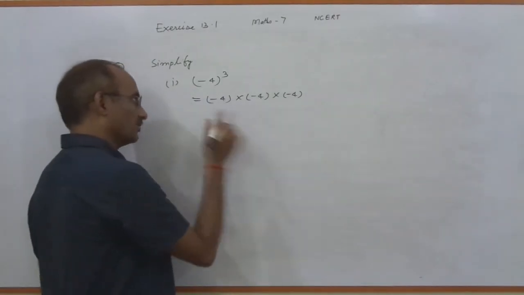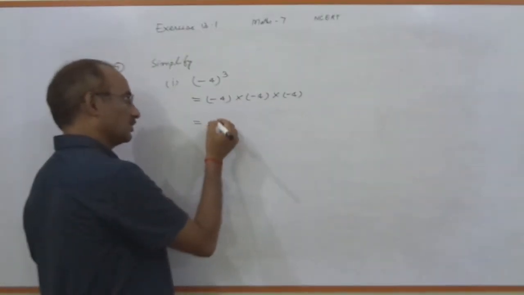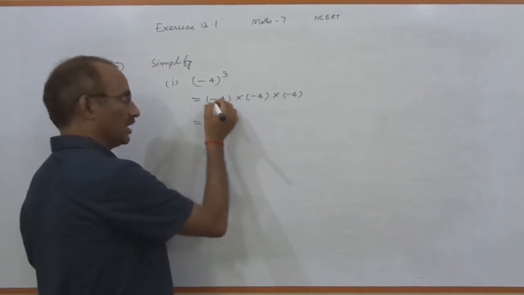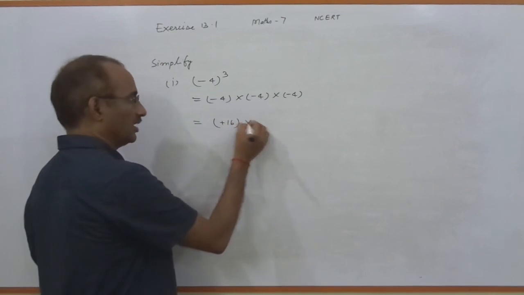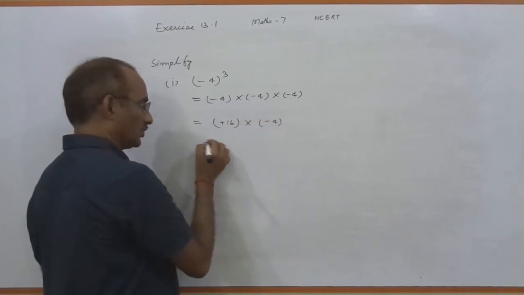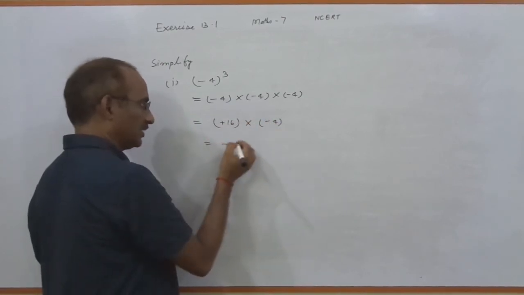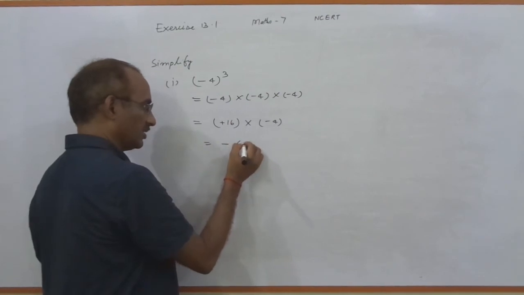We can also see it: minus 4 multiplied with minus 4, so we get plus 16. And multiplied with minus 4, so plus and minus multiplied, then we get minus and 64.